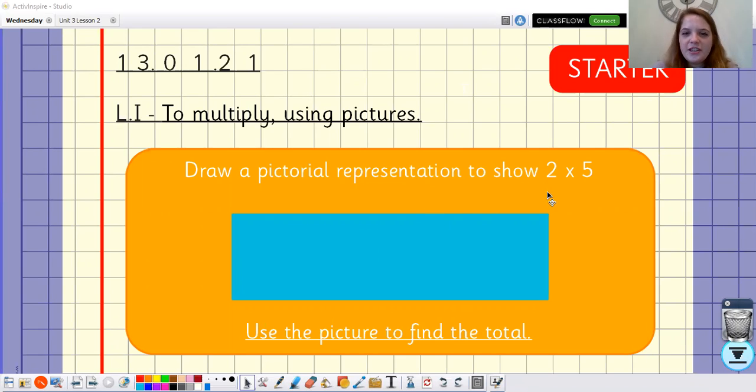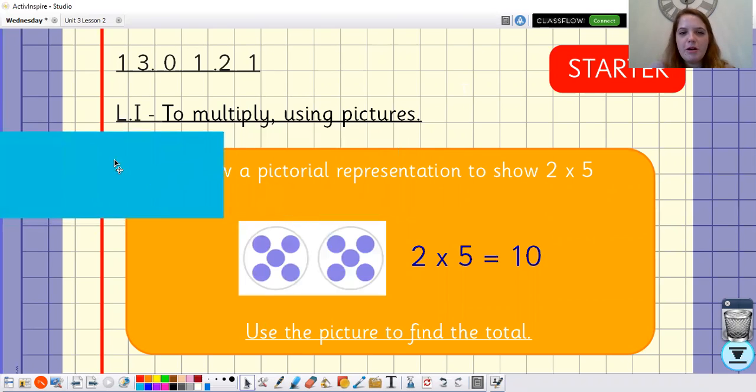Okay, hopefully you've had a chance to draw your picture and you found the total for that. So if I were to show you mine, you can see my 2 groups and I have 5 circles in each group. And my number sentence would be 2 multiplied by 5, which equals 10. Well done if you managed to get that one.